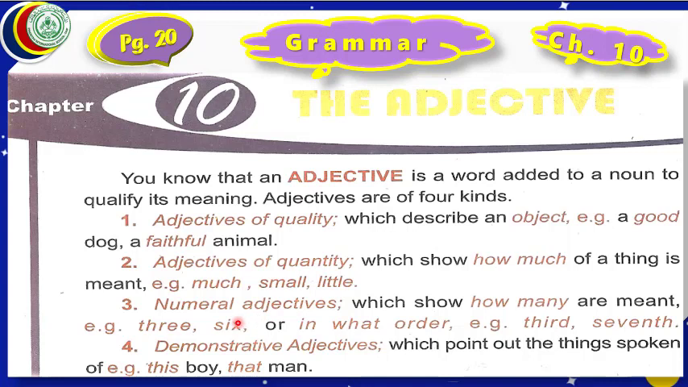Number 3 is numeral adjective. This is the adjective which shows how many are meant. For example, 3, 6. In what order is also a numeral adjective. For example, first, second, third, seventh. Number 4 is demonstrative adjective. This is the one which points out the things spoken of. For example, this boy, that man.